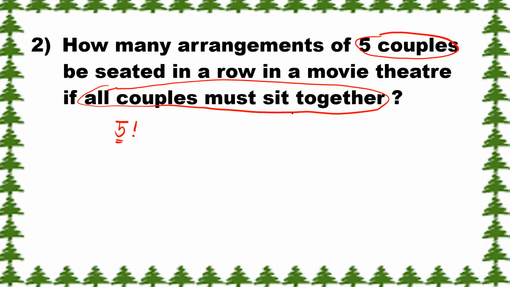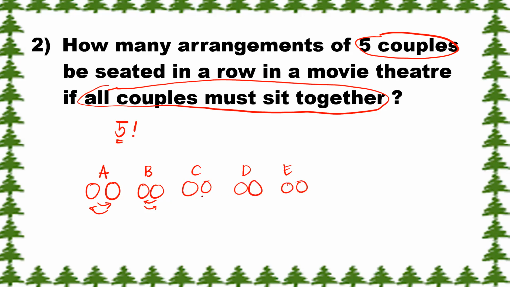So if there are 5 couples, meaning each couple can change seats. Okay? Like for example, si couple A, dalawa yan, pwede silang magpalit ng pwesto. Right? While couple B, ganun din. Diba? So aside from the whole, they also have their own arrangement.